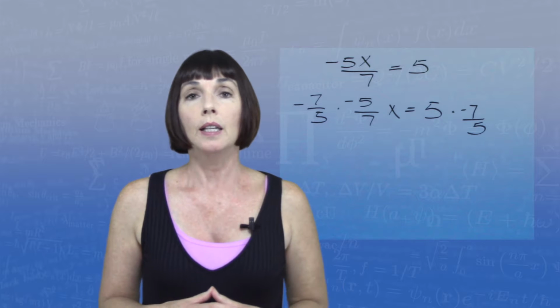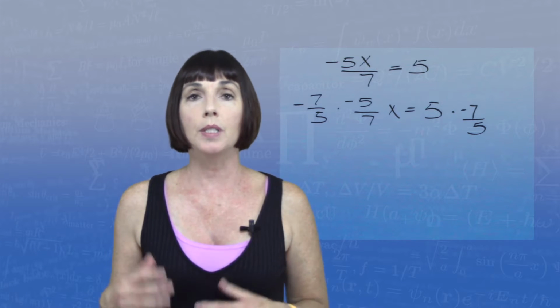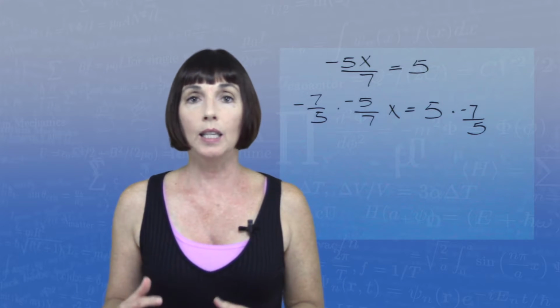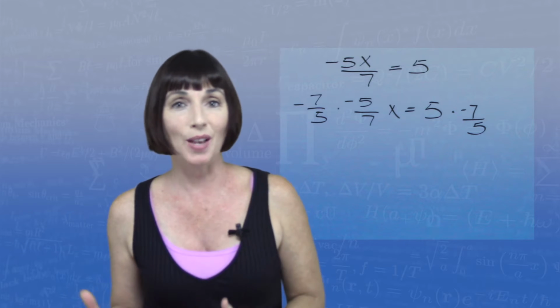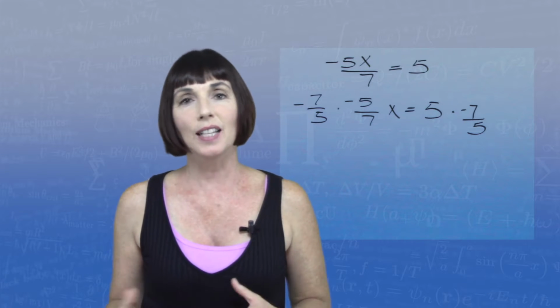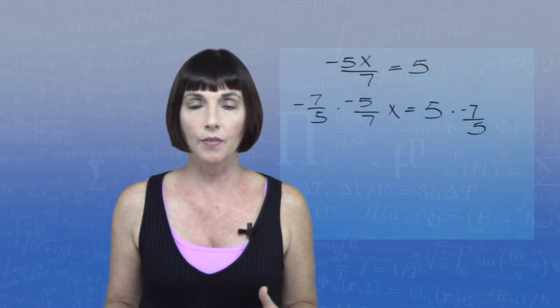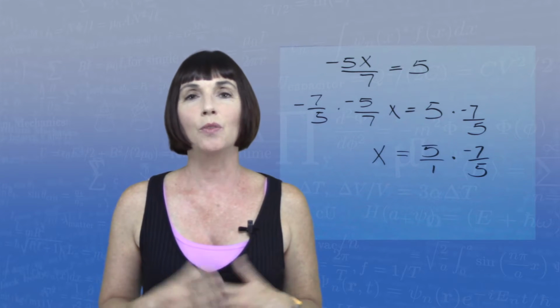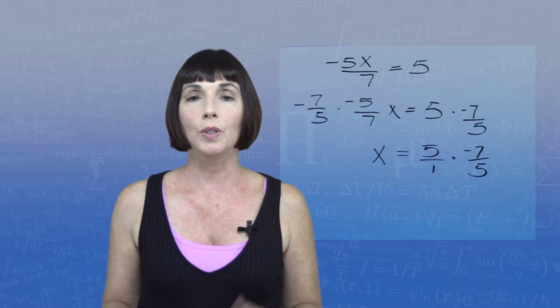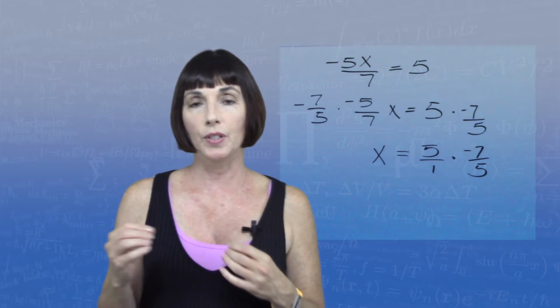So we have negative 7 over 5 times negative 5 over 7 x equals 5 times negative 7 over 5. On the left-hand side of the equation, we have negative 7 over 5 times negative 5 over 7. That's just 1. So we have 1x, or x, equals 5 times negative 7 over 5.